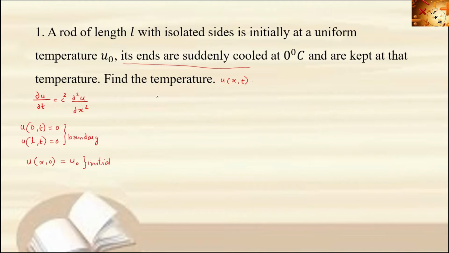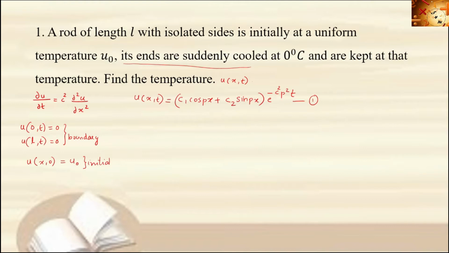The general solution of heat equation is u(x,t) is equal to (c1 cos px plus c2 sin px) into e raised to minus c squared p squared t. Equation number 1. This is the general solution of heat equation.